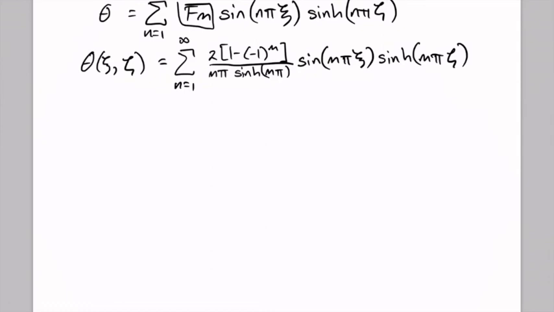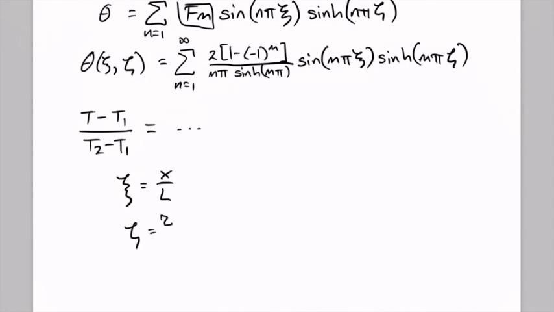And if you wanted to write out the dimensioned solution, you could just substitute back in that theta equals T minus T1 over T2 minus T1. And likewise, you could substitute that psi equals x over L and zeta equals z over L. And then you would have the solution back in our original spatial coordinate system. But I think the non-dimensionalized form is slightly simpler.